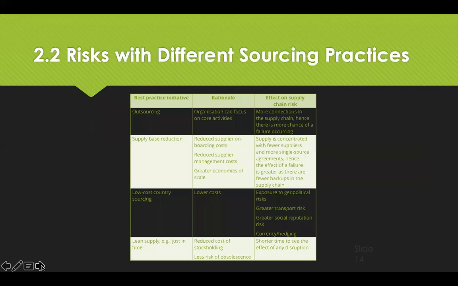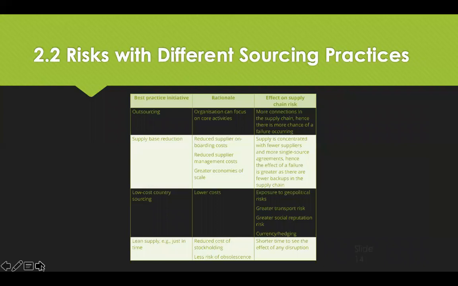Now, over the past decade, best practice in procurement and supply chain has focused mainly on reducing the cost of supply. Organisations will naturally follow a range of different sourcing practices to suit their own requirements. And as supply chains become longer, more complex and more geographically spread, in order to chase lower costs, there are inherently more risks. Procurement practices include the following, which have exposed supply chains to significantly higher risks. So outsourcing, supply base reduction, low cost country sourcing, and lean supply.